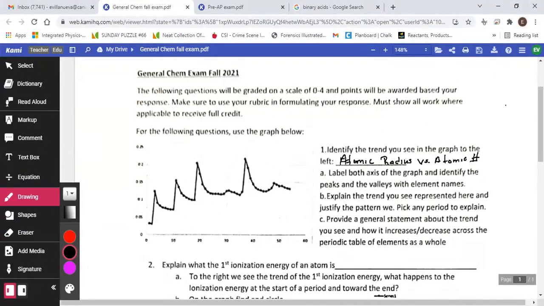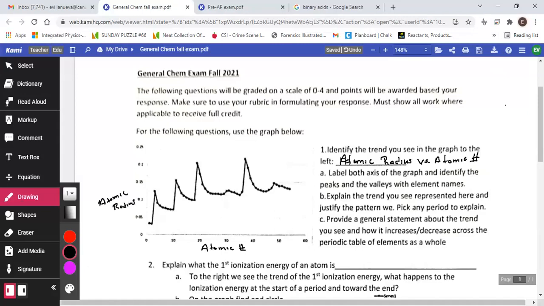All right. Next question says, label both axes of the graph and identify the peaks and the valleys with the element names. All right, so then if you just label on the graph here, this is your atomic number down here. Okay, this is your atomic radius. That's all you had to do here.